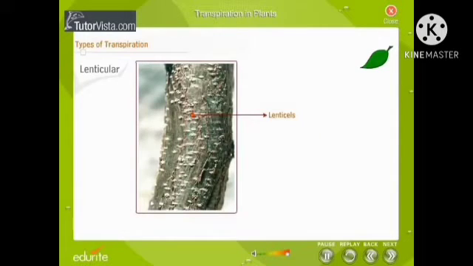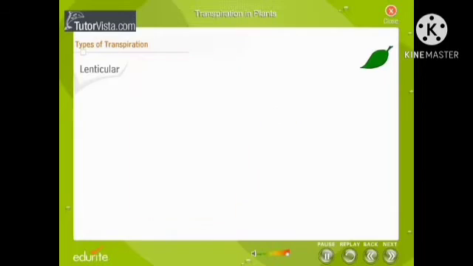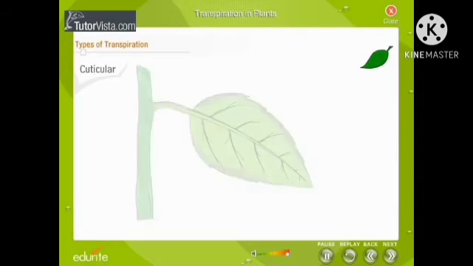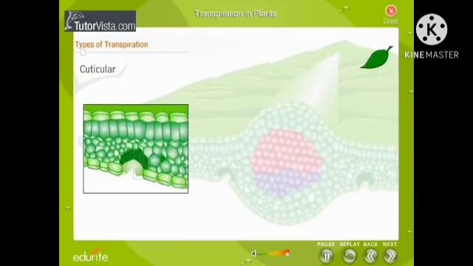Lenticular transpiration. Lenticels are minute openings on the stem, and a small amount of water is evaporated through them. Lenticels are less in number compared to the stomata. Cuticular transpiration. This is the transpiration which takes place from the leaf surface. Leaves are covered by a waxy layer of cuticle. The cuticle actually helps the leaf to reduce the amount of transpiration taking place.